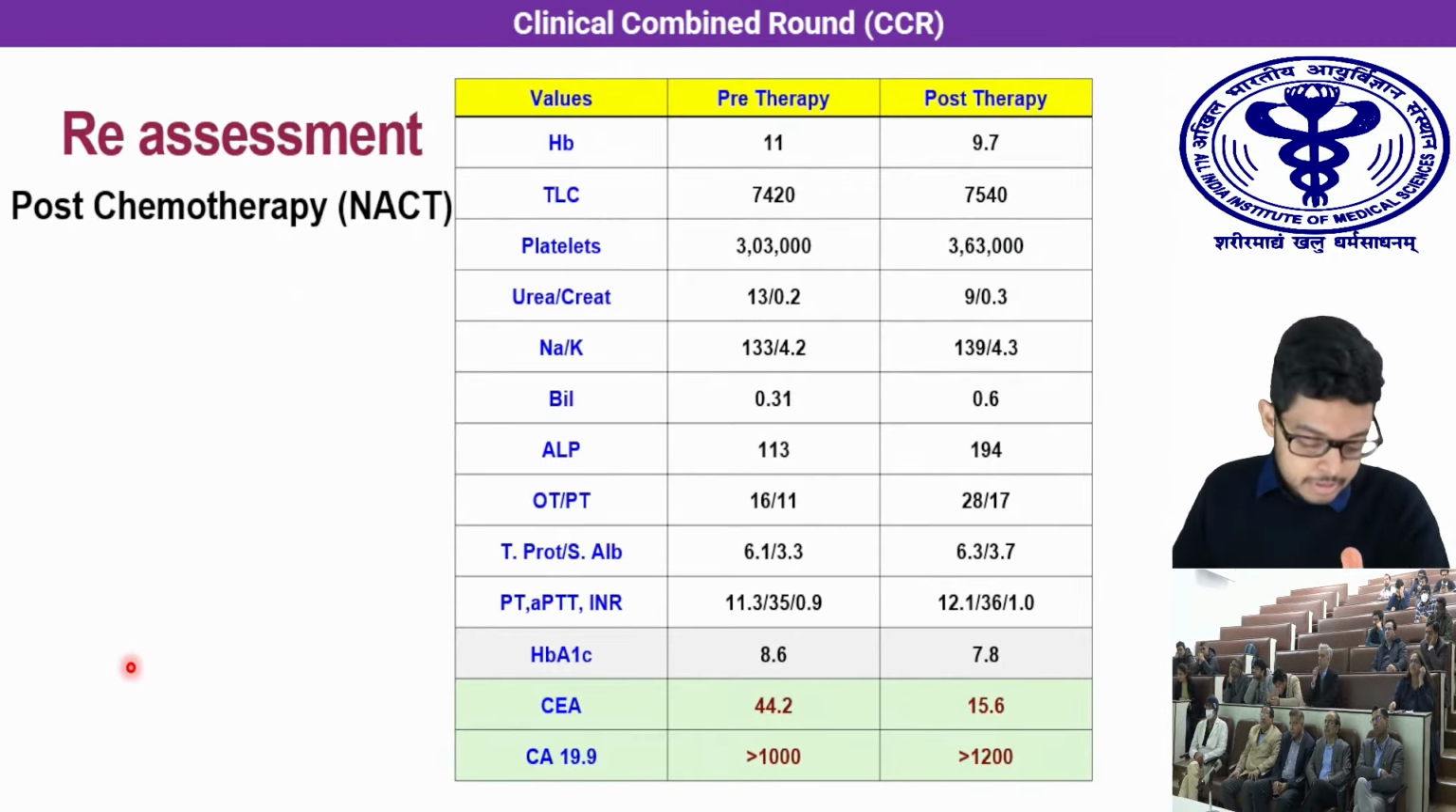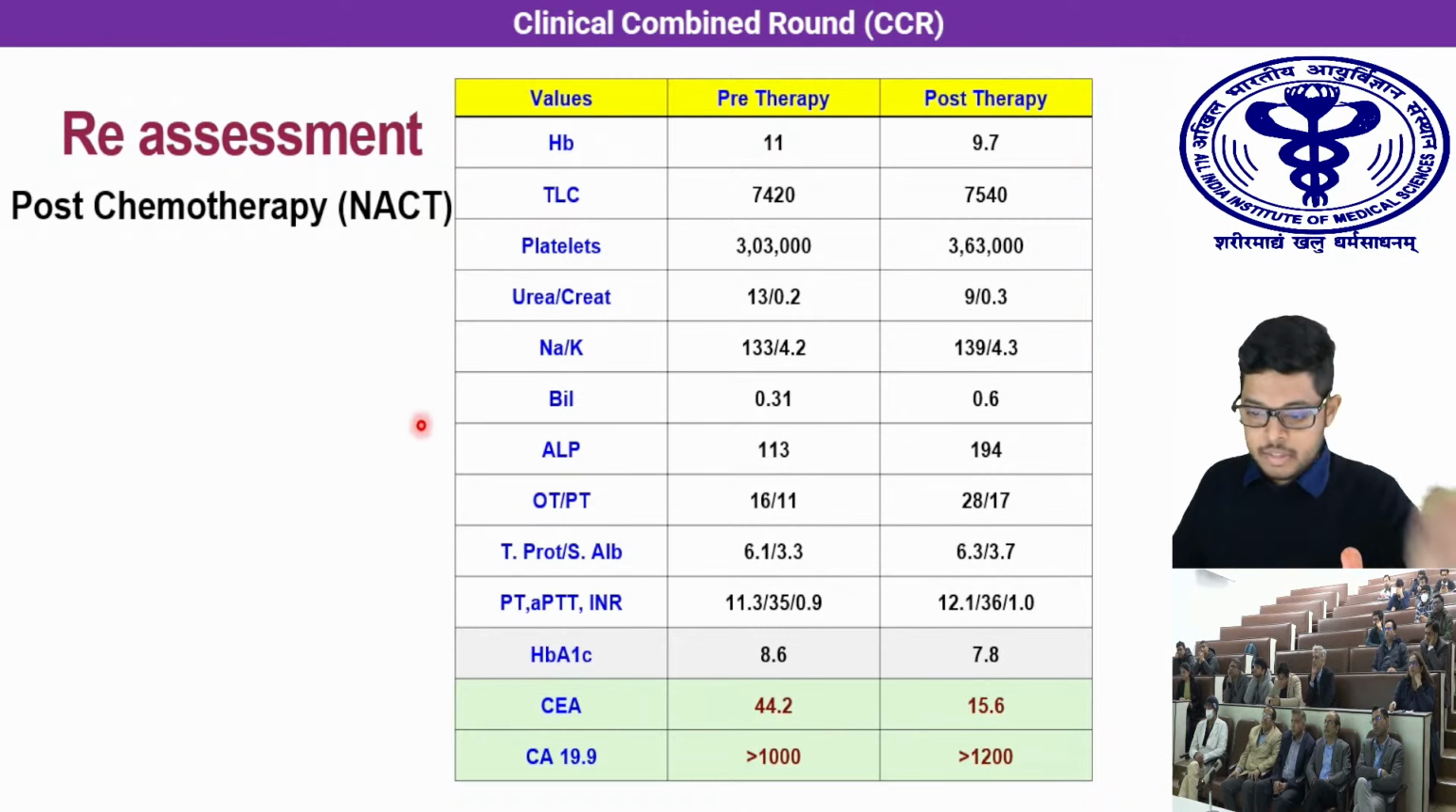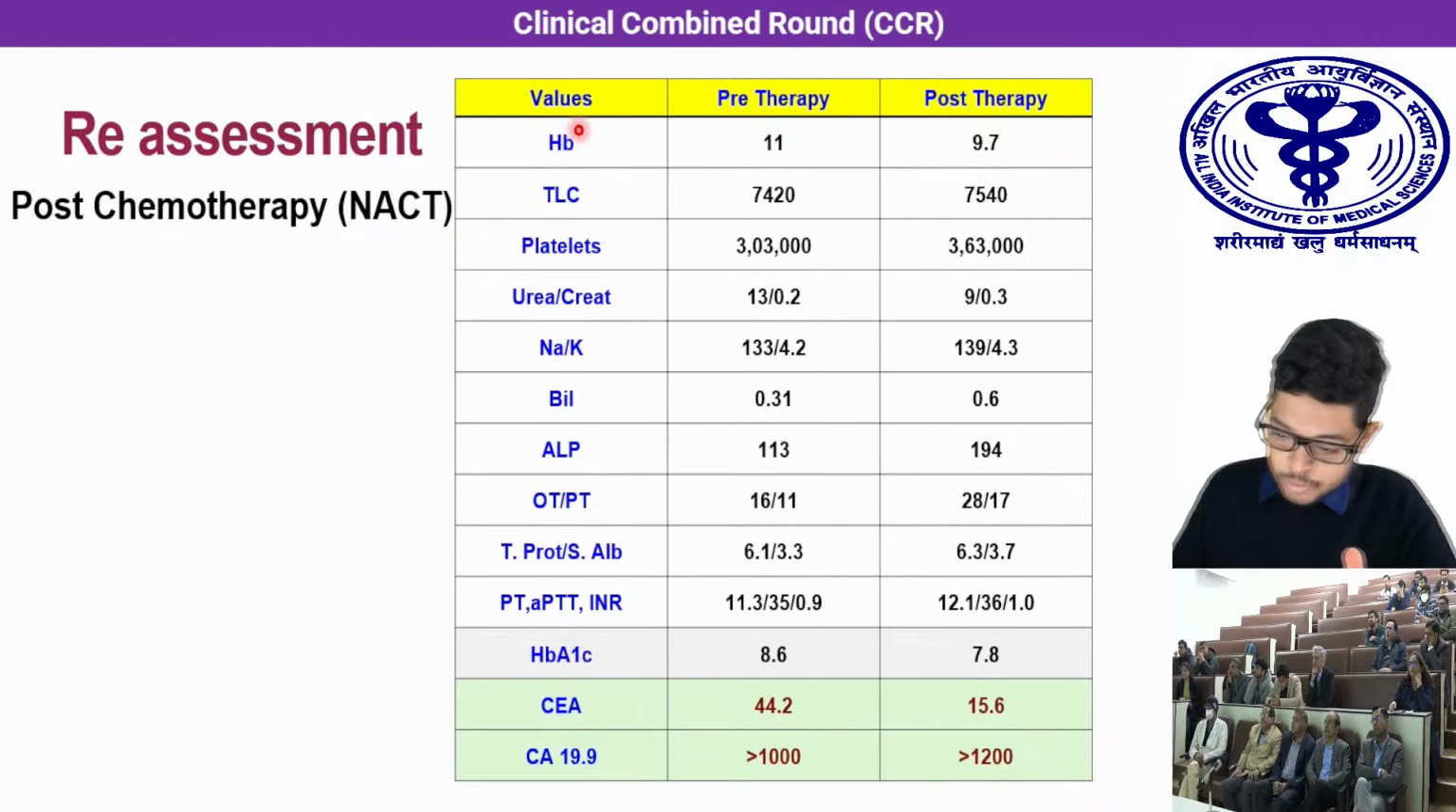And after receiving chemotherapy, the patient was reassessed. As you can see, the hemogram, LFT and RFT values were normal, but the tumor markers did not improve. CA 19-9 increased from more than 1000 and it became more than 1200.